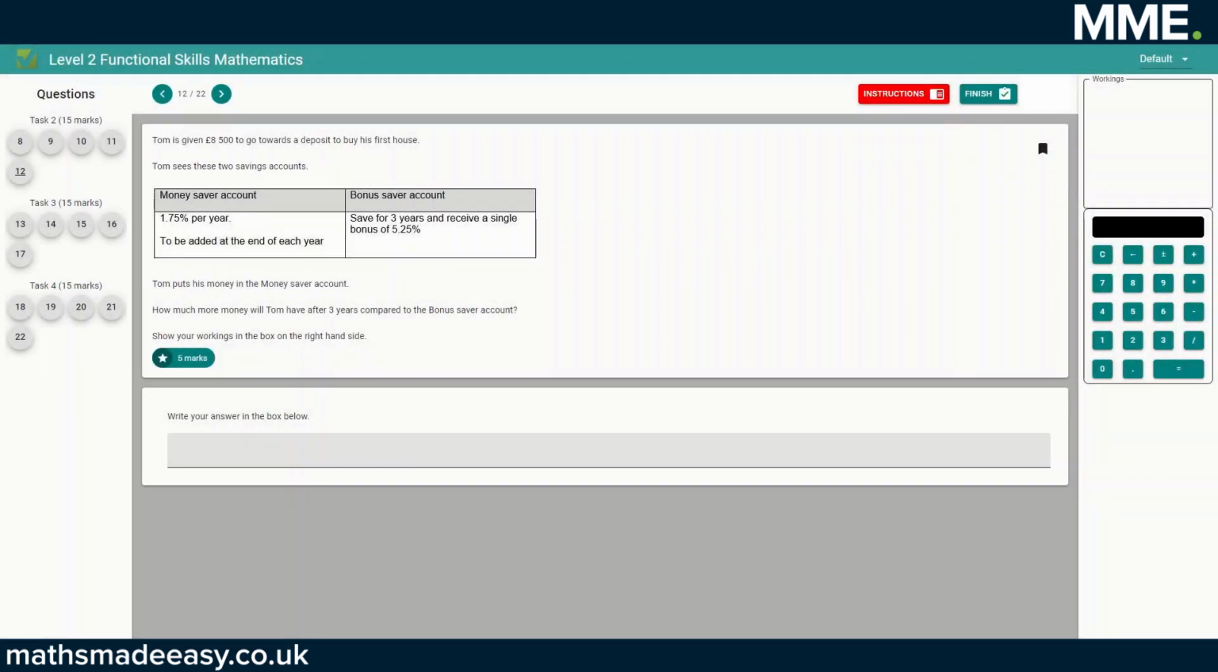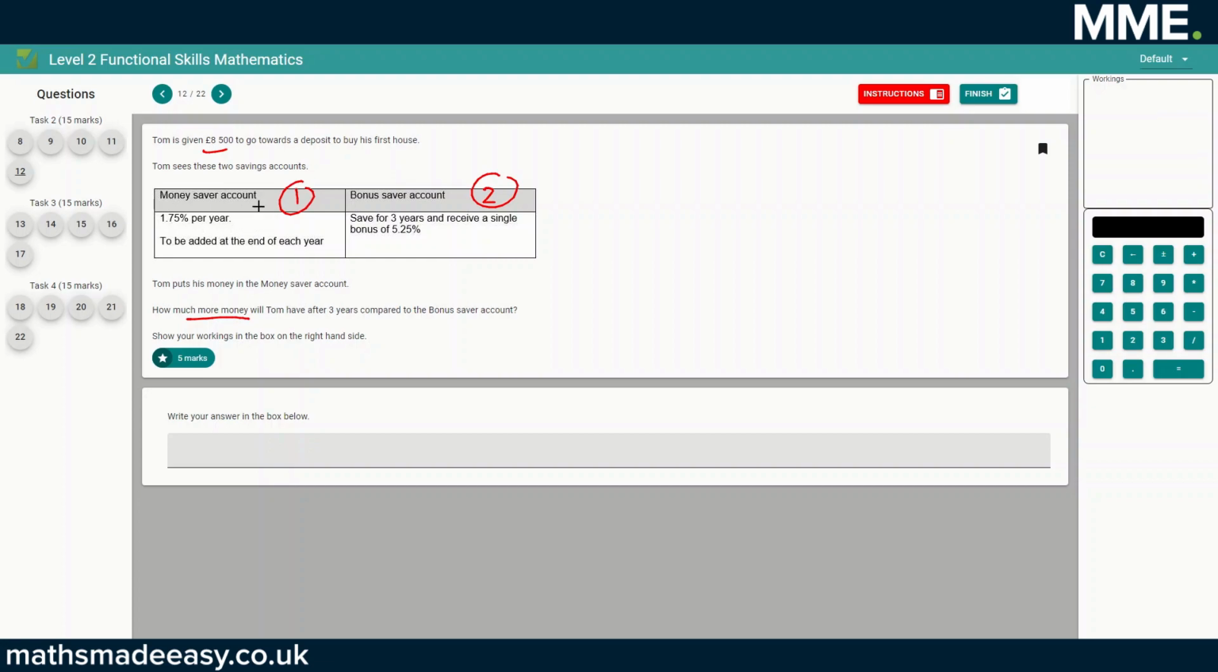Moving on to question 12 now. We're told that Tom is given £8,500 to go towards a deposit to buy his first house. And Tom is looking into two different savers accounts. The money saver account, we'll label that as 1, and the bonus saver account, we'll label that as 2. Tom decides to put his money into the money saver account, the first one here, and the question's asking how much more money will Tom receive after 3 years compared to the bonus saver account.